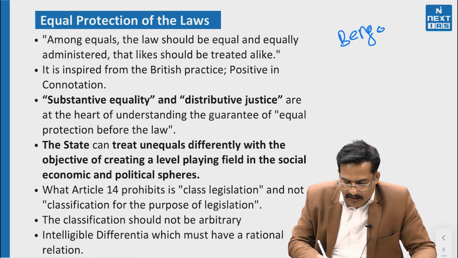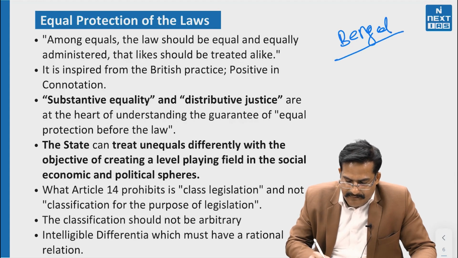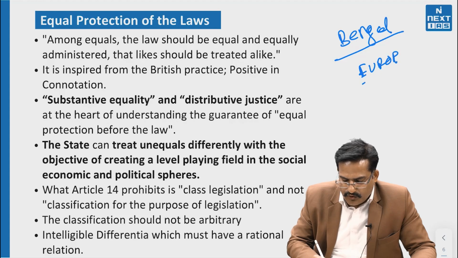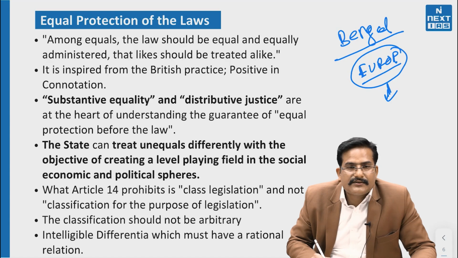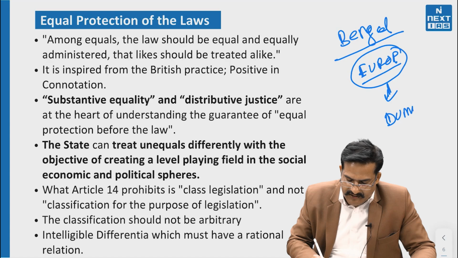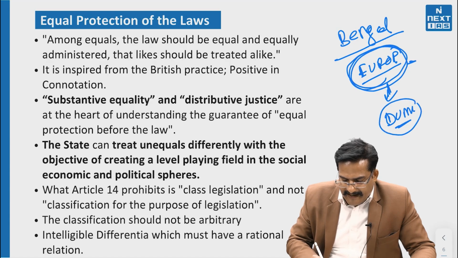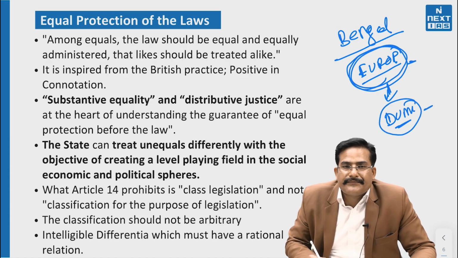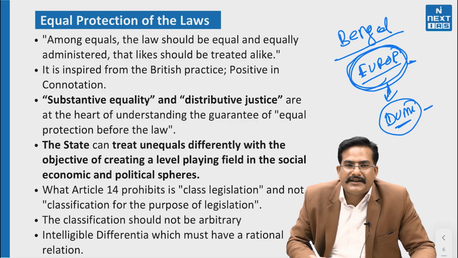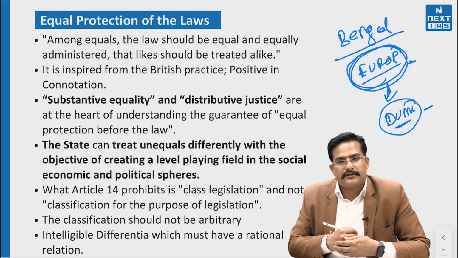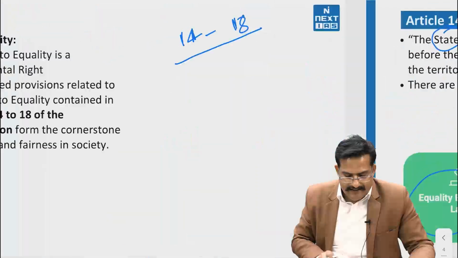What happened in Bengal just after independence? A few Europeans were killed by some workers in the Dum Dum area. Now what happened? Because the victims were European, the accused were treated differently, and that basically became a bone of contention, which led to the debate around this entire article.